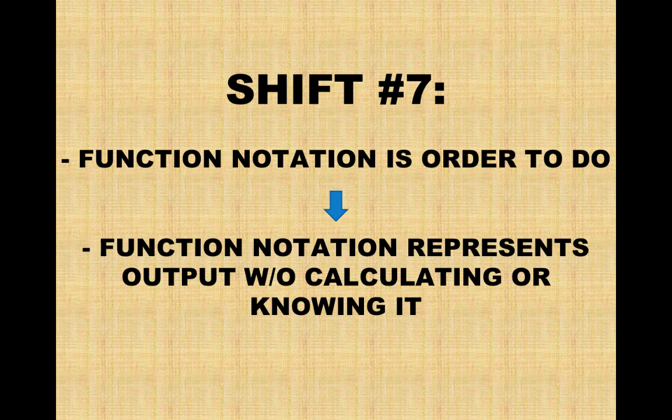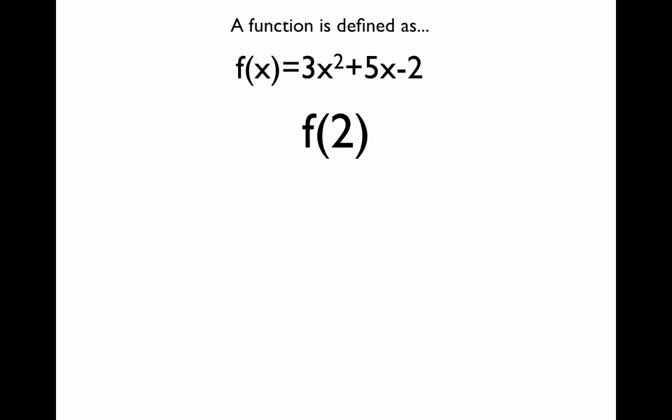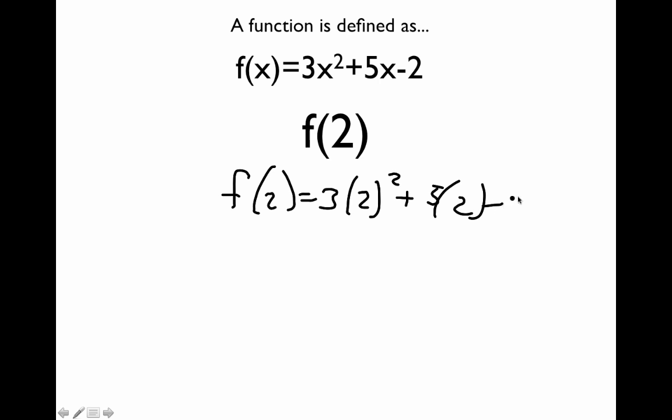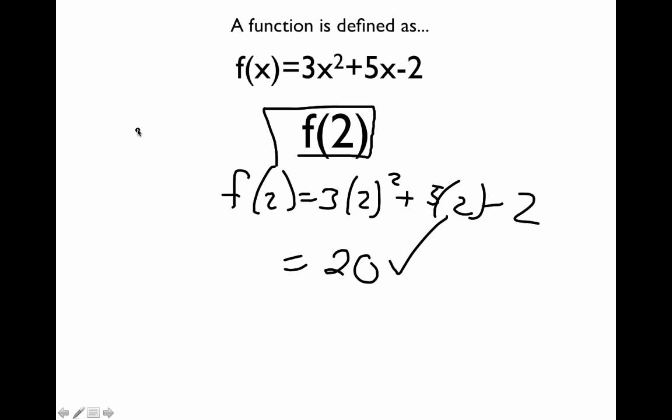So, shift 7. We want to go from the idea that function notation is an order to do to function notation represents an output. If you remember, on the previous day I had given you f of 2 and said go, and without any more instructions, pretty much everybody did this. f of 2 equals 3 times 2 squared plus 5 times 2 minus 2, 4, 12, 22, 20. And they got 20. All right, that's not wrong. But this isn't an order to do something any more than 3 plus 5 is an order to do something. 3 plus 5 already represents 8 even before you calculate it out.